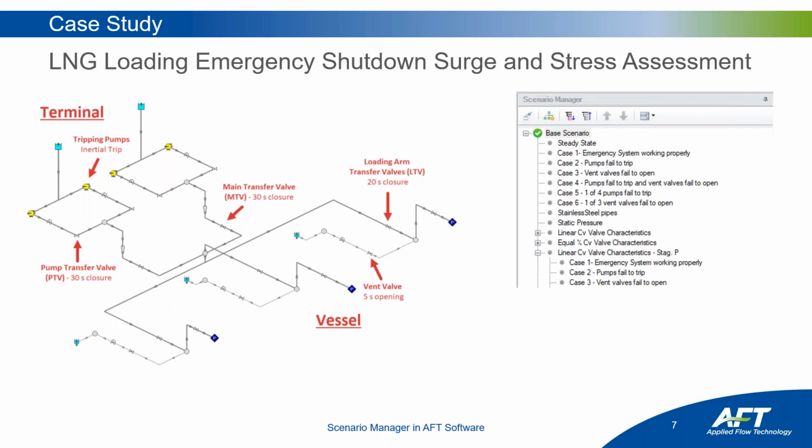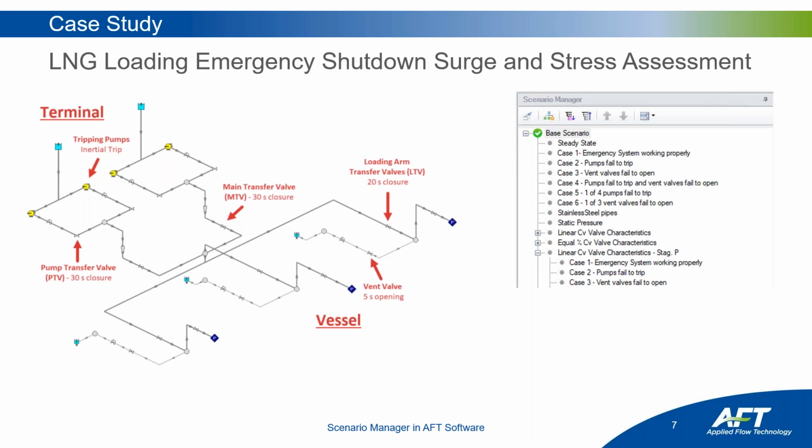So here's what their scenario manager looked like. They have their base scenario and their steady state. Starting with, if we just look at normal operation, how can we make sure everything is looking promising? And then they had 6 cases for this emergency shutdown case. So in the first case, the emergency system works properly. These vent valves will open to redirect flow since flow can no longer go to the vessel. Transfer valves will close, these other transfer valves will close, and then we'll also trip these pumps, again, trying to reduce the amount of energy that we're adding to the system.